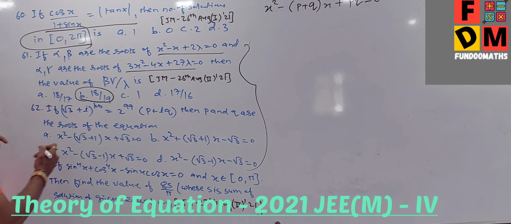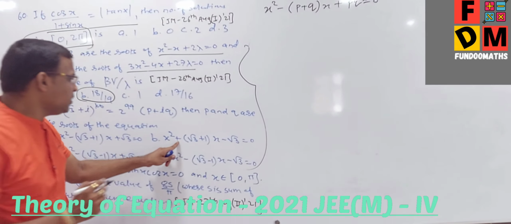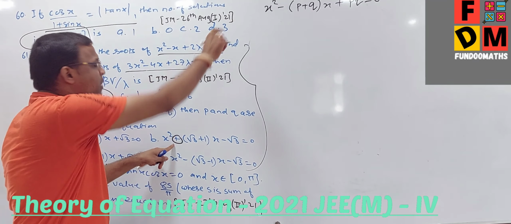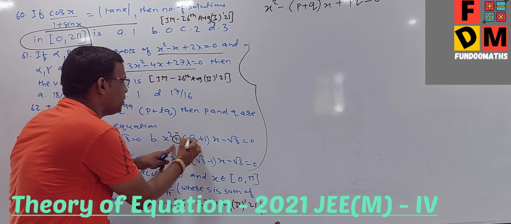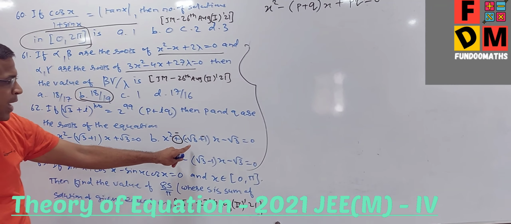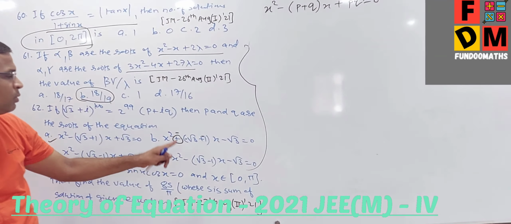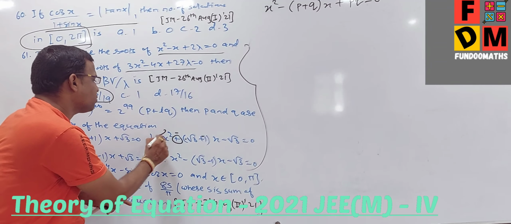So this could be the possible answer, A could be the answer. I am just taking it. Here it is plus, so we require it to be minus. If I put it minus, both become minus, which means the roots will be minus root 3 and minus 1, so their product will be positive. Here it is negative, so it couldn't be the answer.